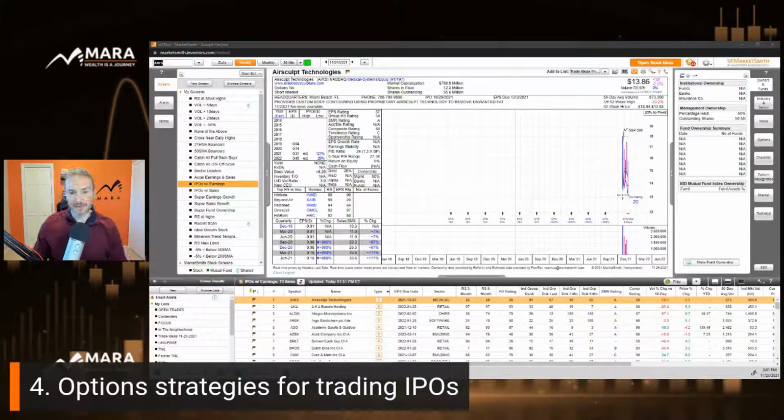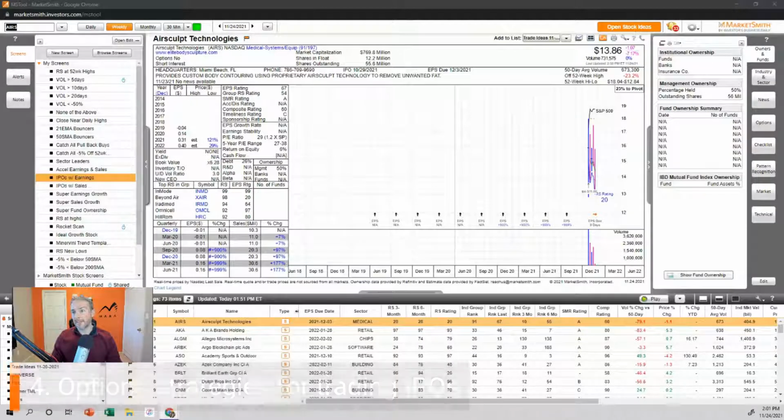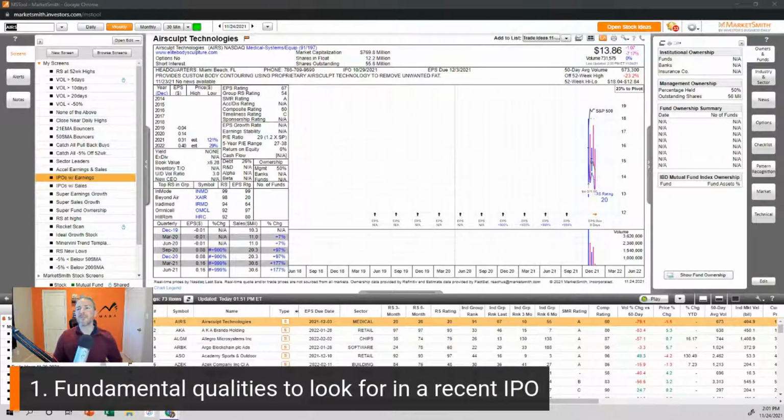Okay, so actually, rather than have my face over here, I'm just going to click this button and make this screen a little bit bigger. Perfect. So first, let's talk about some of the fundamental qualities to look for in a recent IPO. So, how we go about finding these IPOs in the beginning.